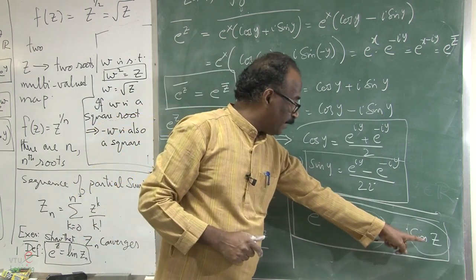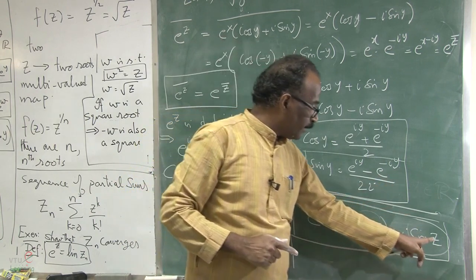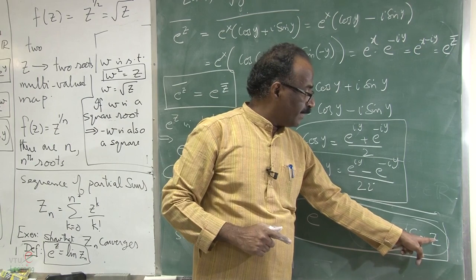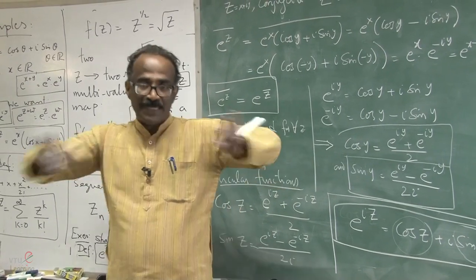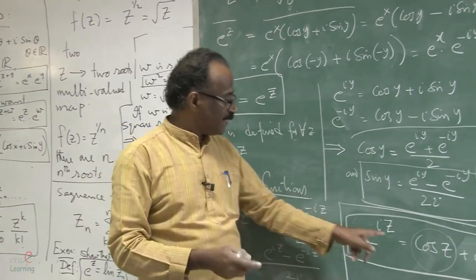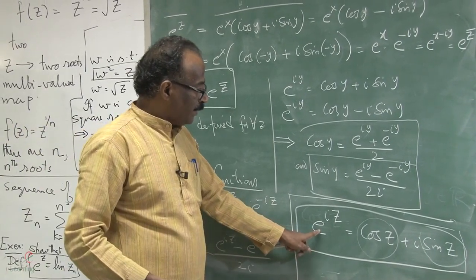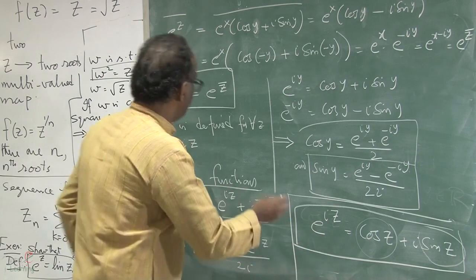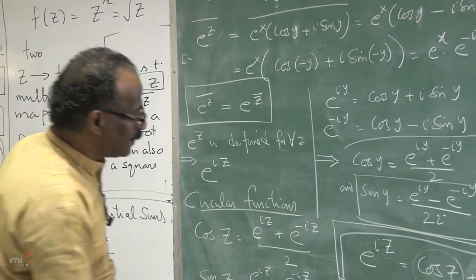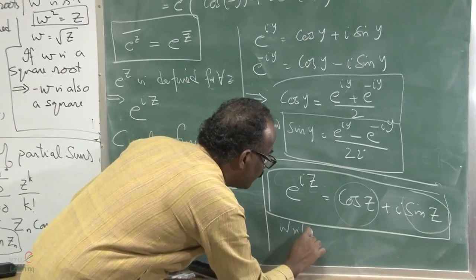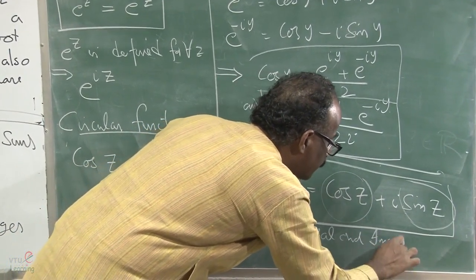To get the real part and imaginary part, you have to substitute z equal to x plus i y, and z bar equal to x minus i y. Expand it, collect the terms, separate them and then write down. So it's interesting to write the real and imaginary parts. As an exercise, write down the real and imaginary parts of this.